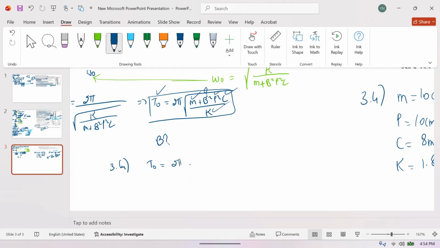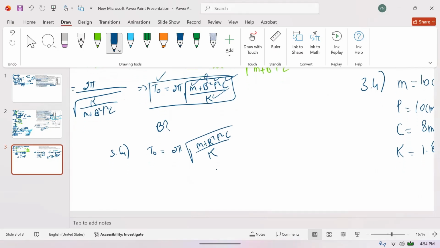T0 is the value that I will be using, and I want to find B. So we have to take all of the values to the other side. But to do that, first I have to square so I can remove the radical. Okay, now we take everything to the other side. We start with T0 squared equals 2 pi squared times M plus B squared L squared C over K.